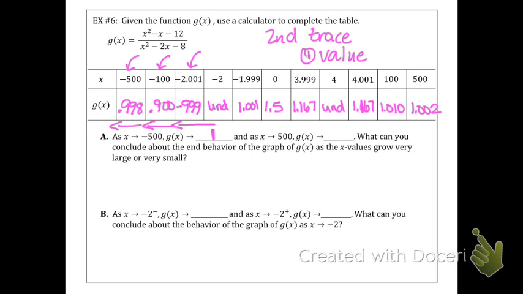And as x approaches positive 500, so now from the other side, g of x is approaching what number? Well, notice again, we're at 1.167, we're at 1.010, 1.002. We're also approaching 1. So what can you conclude about the end behavior of the graph of g of x as the x values go very large or very small? So as we go in both directions, when my x values are getting really small on the negative side or really big on the positive side, our y value is going towards 1. And so since the y value is going towards 1, that means that that is our horizontal asymptote. So y equals 1 is a horizontal asymptote.